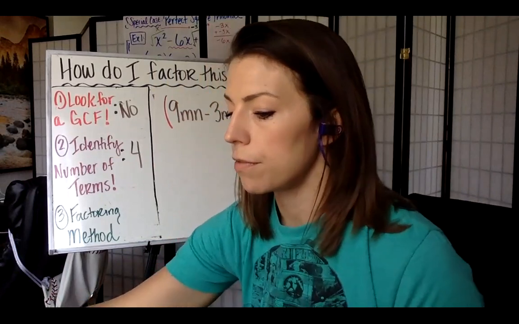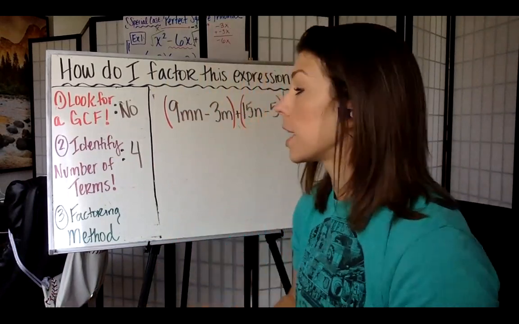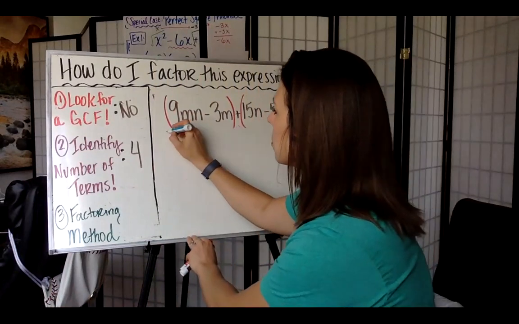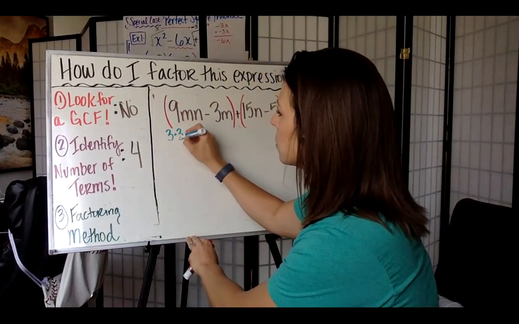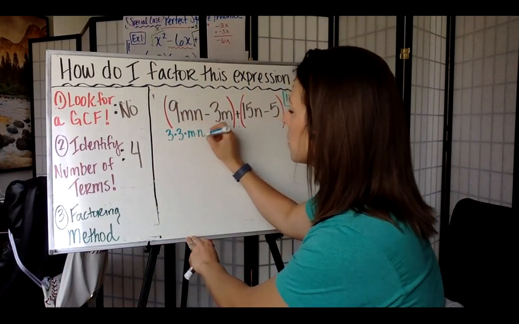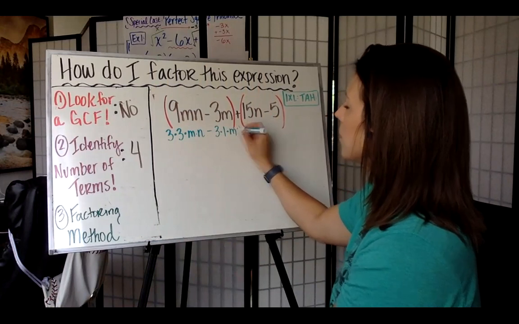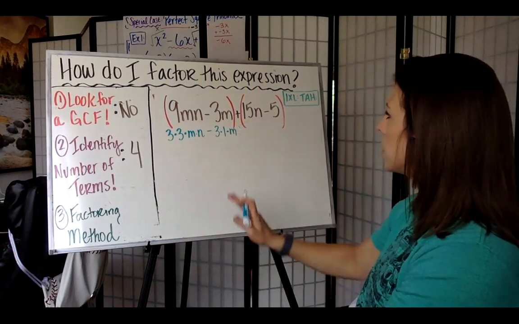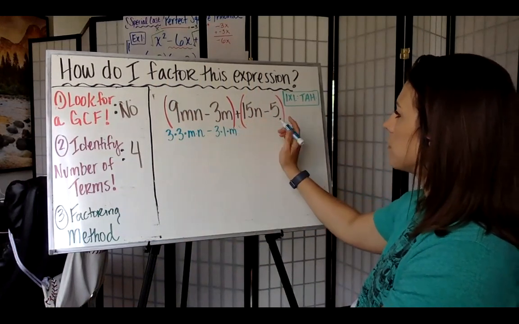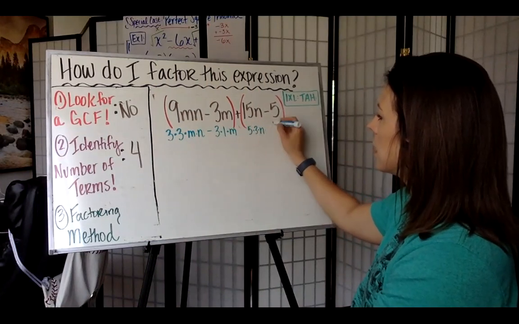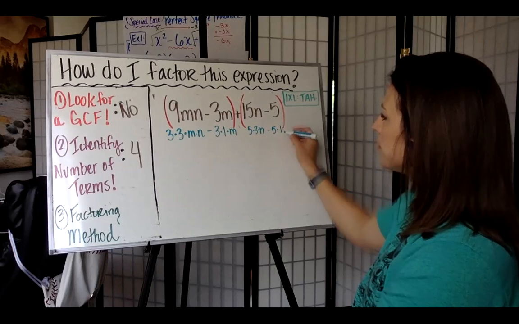Now I'm finding the GCF of the first 2 terms and the GCF of the last 2 terms. So I noticed that 3 goes into 3 and 9. So I'm going to write both of these using 3. 9 is 3 times 3, and then it looks like we have an m times an n minus 3 times 1 times m, right? Because that's basically the second one. Over here, I know 5 goes into 15 and 5, so I'm going to write 15n as 5 times 3 times n minus 5 times 1.